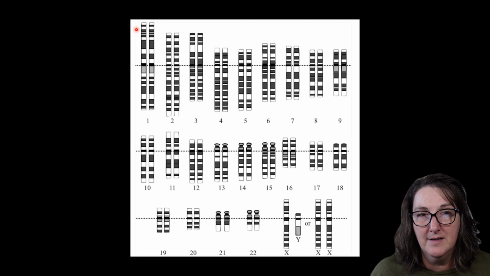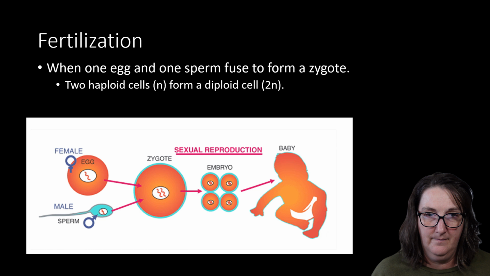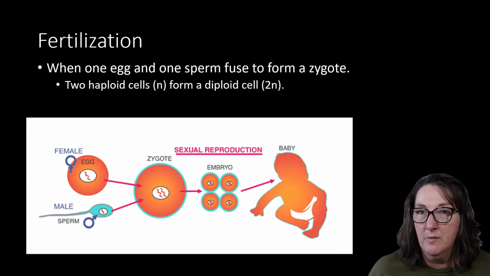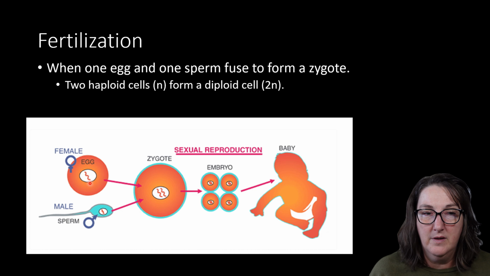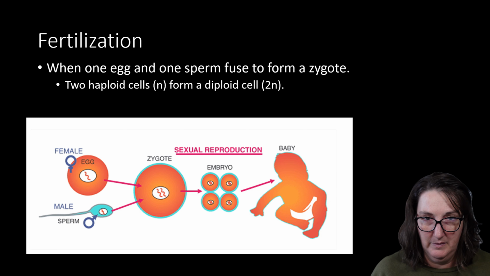Here's another karyotype. You can see the locus points here that show similar characteristics for gene traits. And you can see all of these autosomal chromosomes, and then here are the gender or the sex chromosomes. Fertilization is when one egg and one sperm fuse to form a zygote. So this genetic information from the egg and this genetic information from the sperm come together to make a zygote. These are haploid. When they fuse, I now become diploid. And then this will start to create the coding to build the organism, whatever it is that it has to build.